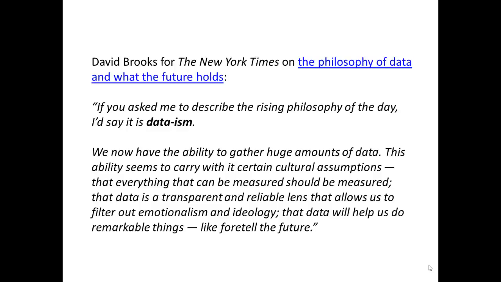Finally, this is more of the human side of things. This is from a New York Times article by David Brooks. I'm not quite sure who he is; I just found this the other day. They're asking philosophers what some of the most important philosophical ideas were when it comes to data and the internet. And here, David Brooks identifies the rising concept of dataism.